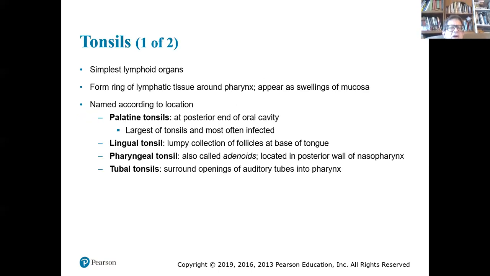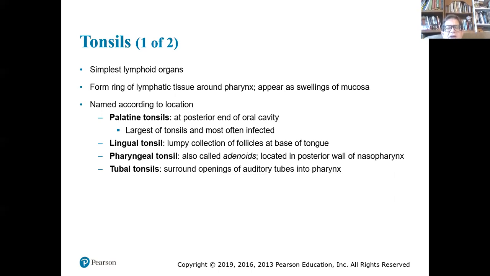So tonsils are the simplest of our lymphoid organs. It's a ring of lymphatic tissue around the pharynx. They might look like swellings. They're named where they're located, the palatine tonsil, each side of the soft palate at the back of the roof of the mouth. The lingual tonsil, lingual is like tongue, so base of the tongue.